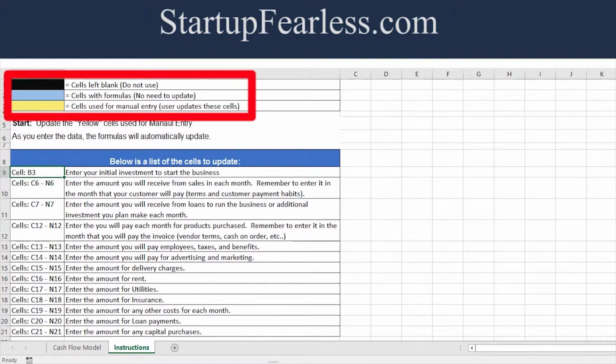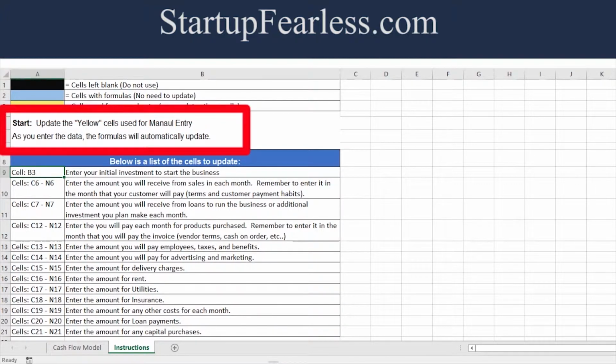A black cell is blank and not used. A blue cell contains an automatic formula and cannot be updated. The cell is locked in the spreadsheet and you will not be able to click on it. The yellow cells are where the user will be inputting their data.